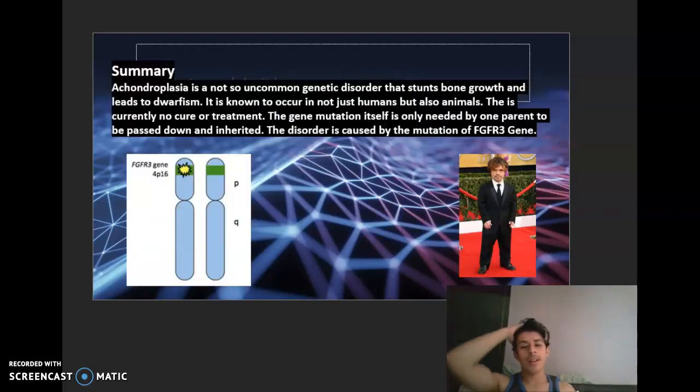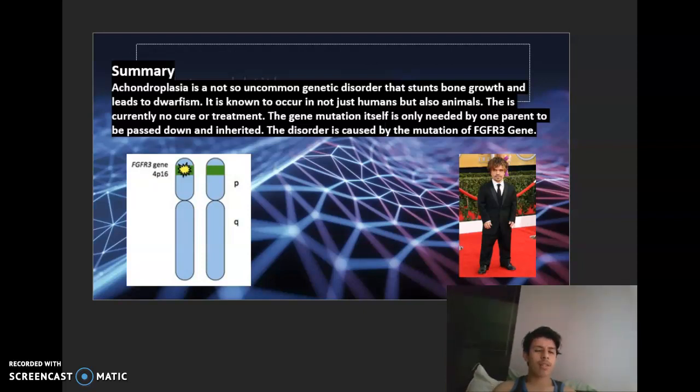Now the summary. Achondroplasia is a not so uncommon genetic disorder that stunts bone growth and leads to dwarfism. It is known to occur not just in humans but also in animals. There's currently no cure or real treatment. The gene mutation itself is only needed from one parent to be passed down and inherited. This disorder is caused by a mutation of the FGFR3 gene.